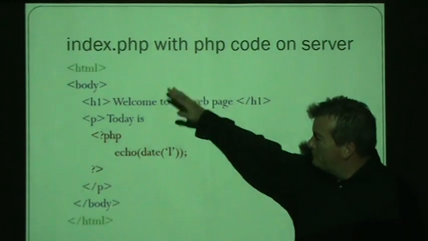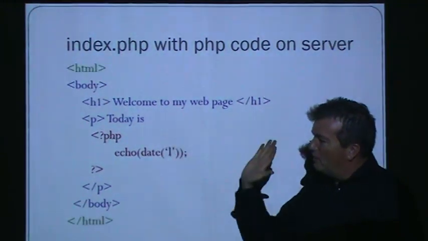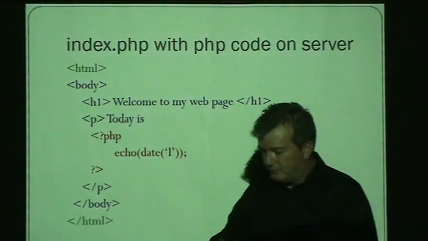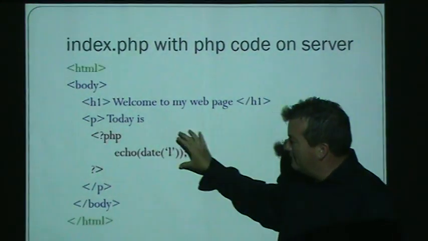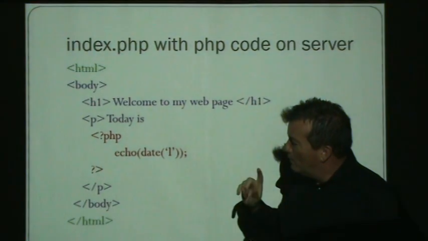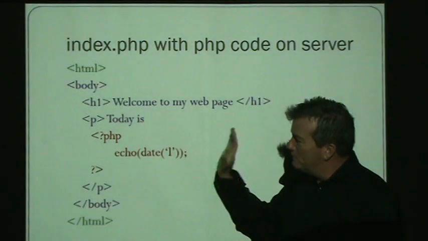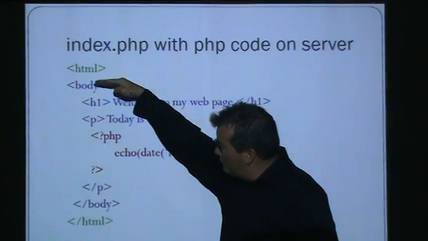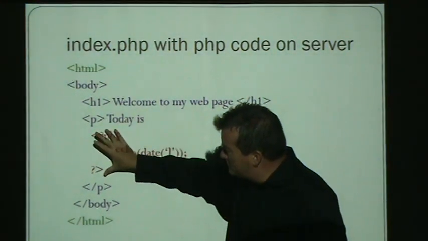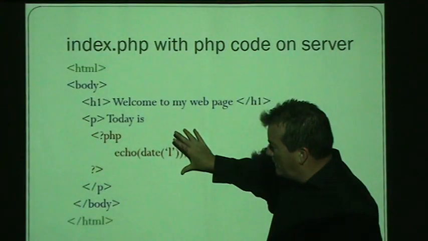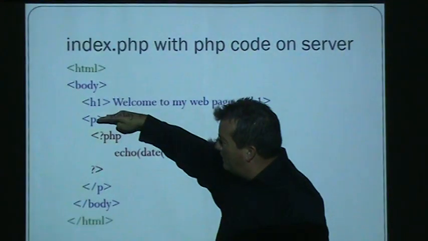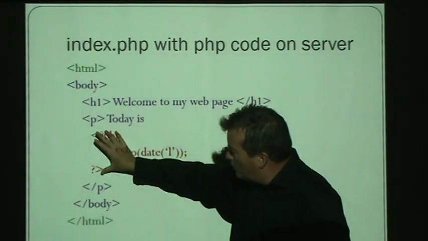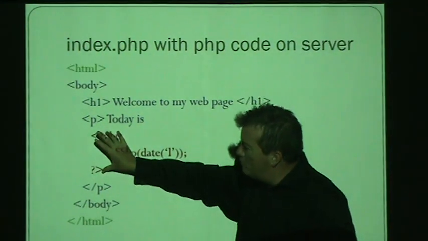So if this file was saved on the server, like Amazon.com, if they had code like this on it, what would happen on the server is the server wouldn't send this to you, the client. The server would read through this and go, ah, this is server code. This is PHP code. This is normal HTML, so I'm just going to send that as is. But this is server code, so it will remove this.